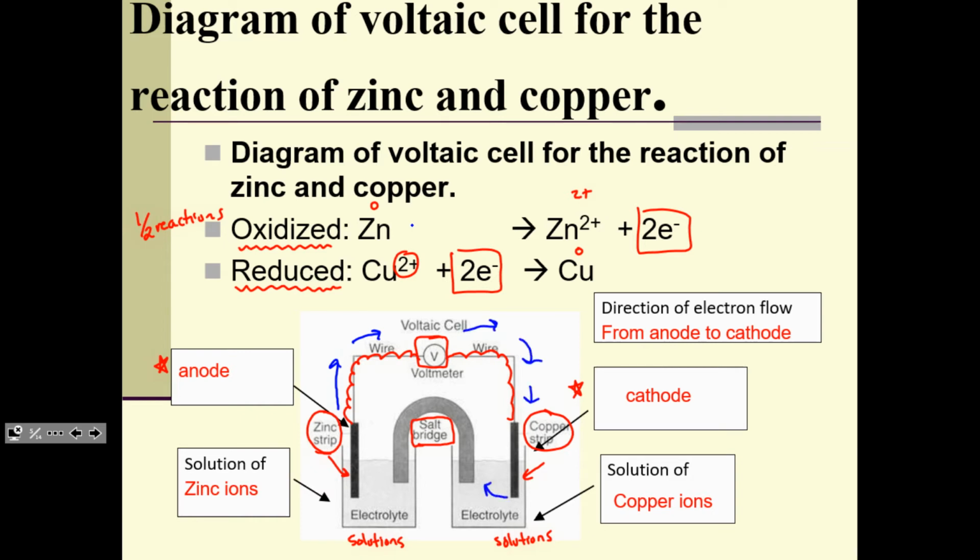Now, I could continue it. It would be moving up the salt bridge and then back through here. And this is our flow of electrons.